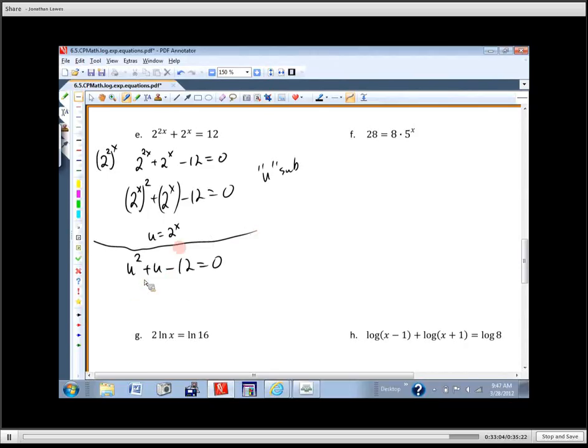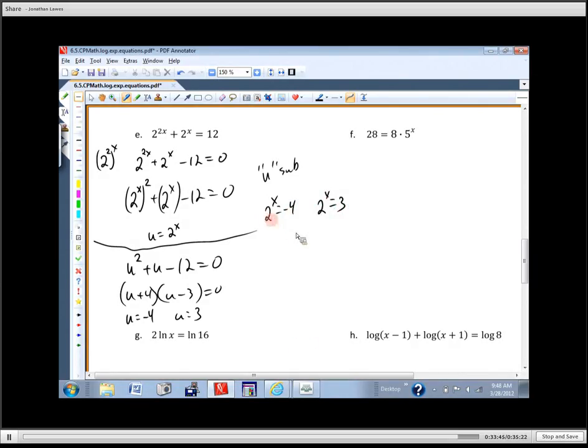Now, ignore everything from here up. Does that look familiar? Yeah, that's not too bad. We can solve that. We're looking for 2 numbers that multiply to be negative 12 that combine to be positive 1. That's going to be positive 4 and negative 3. Am I right? That means u equals negative 4 and u equals 3. Now, we'd be done with the problem if the problem were about u's. What's the problem about? It's about x's, right? So we now reverse the substitution. We change back to the original variable. So this is going to be 2 to the x equals negative 4 and 2 to the x equals 3.